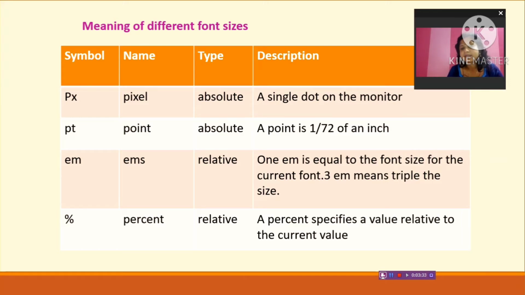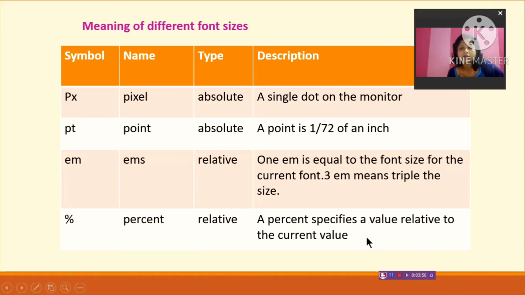Percent specifies a value relative to the current value. Suppose you have given font size 12 point, and 12 point is normal, then if you give 100%, it is 100% of 12. So this way percentage specifies a value relative to the current value.